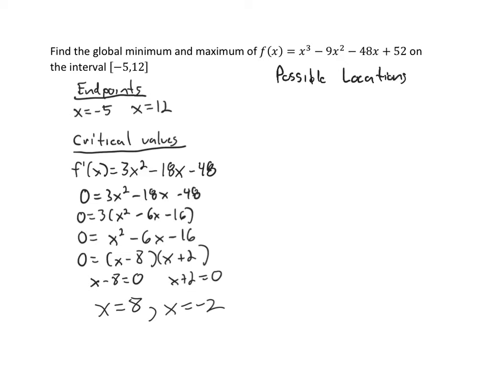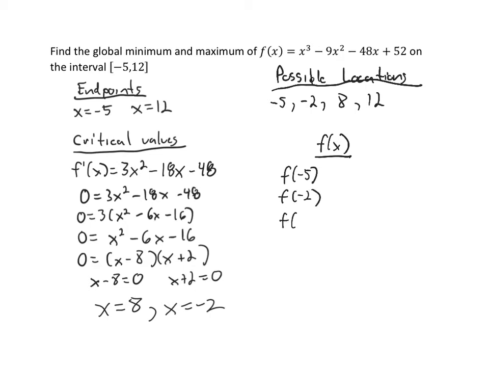The possible places where the global maximum and min can occur are negative 5, negative 2, positive 8, and positive 12. And so to determine which one of these is actually the global max and min, we're going to plug those into f of x. We're going to find f of negative 5, f of negative 2, f of 8, and f of 12. So we're going to plug these all the way back into the original function.